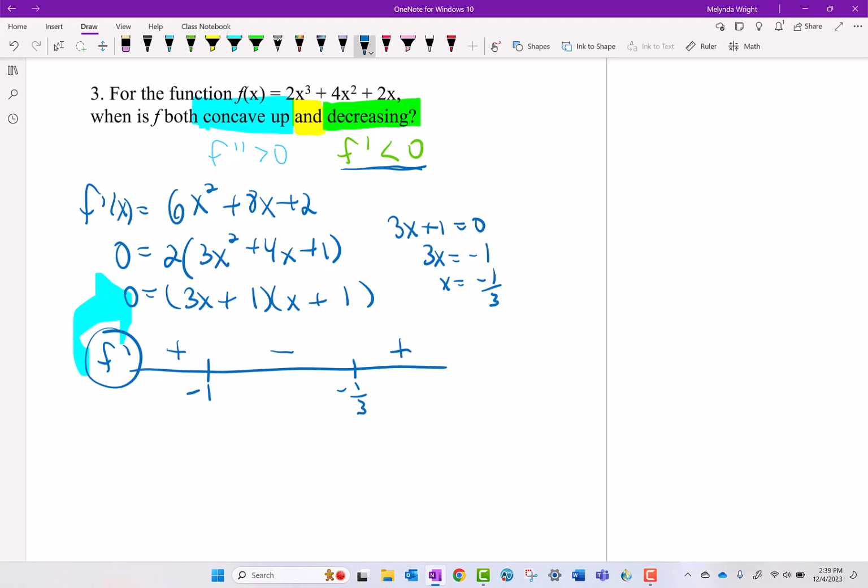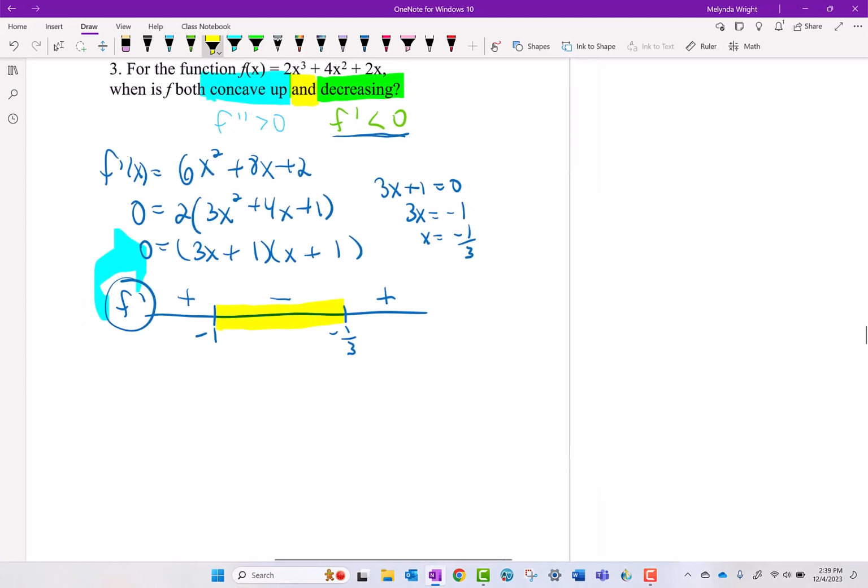We're looking for where f prime is less than 0, so that means f is decreasing. So I'm just going to highlight this little section in here. This is the section that we are interested in. That basically satisfies one of the two criteria. All right, so now let's find the second derivative.